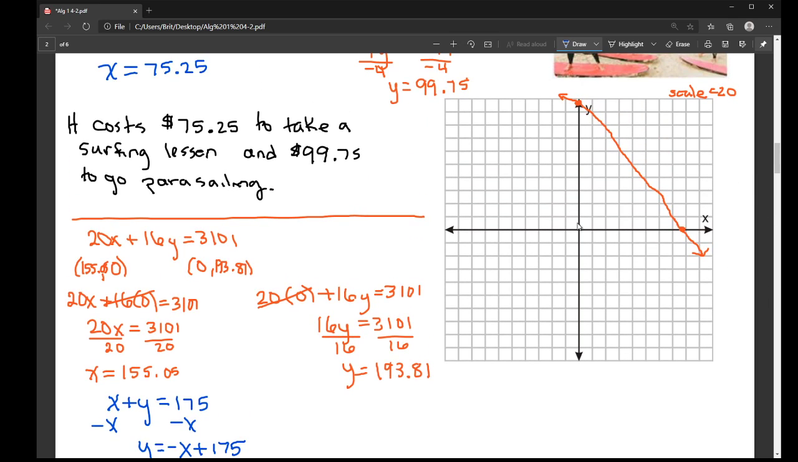So my y-intercept, 20, 40, 60, 80, 1, 20, 40, 60, 80, is here. And then I have a slope of negative 1. So I'm going to fall by 1 and run by 1 over and over and over again, which is going to look roughly like this.